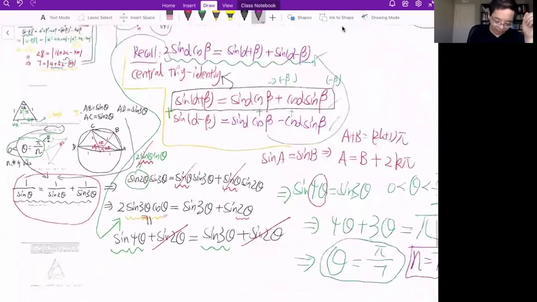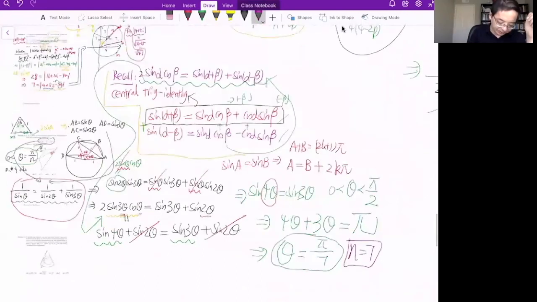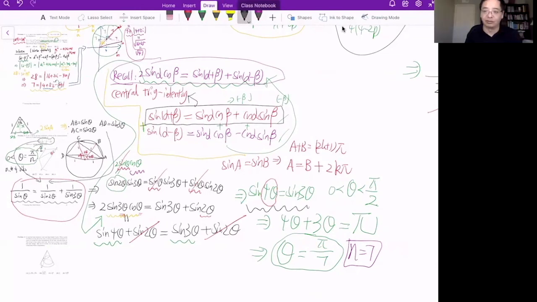First we use the double angle formula. That's the first thing we use. And then we use the relation between sum and product, and combine the two pieces together. We quickly get here sine 4 theta equals sine 3 theta. And this implies theta is pi over 7.